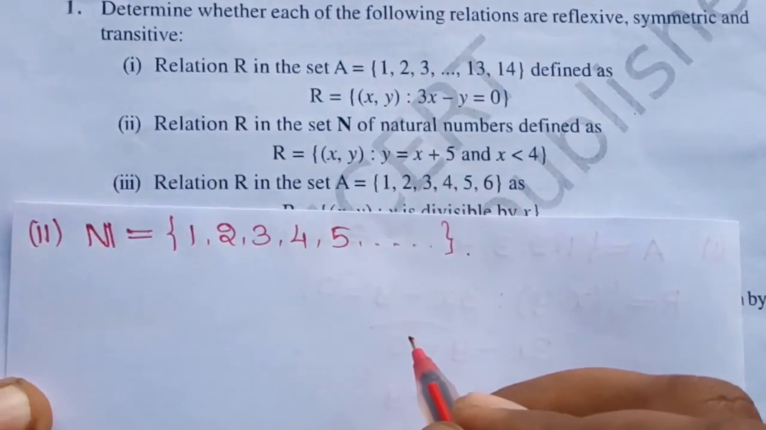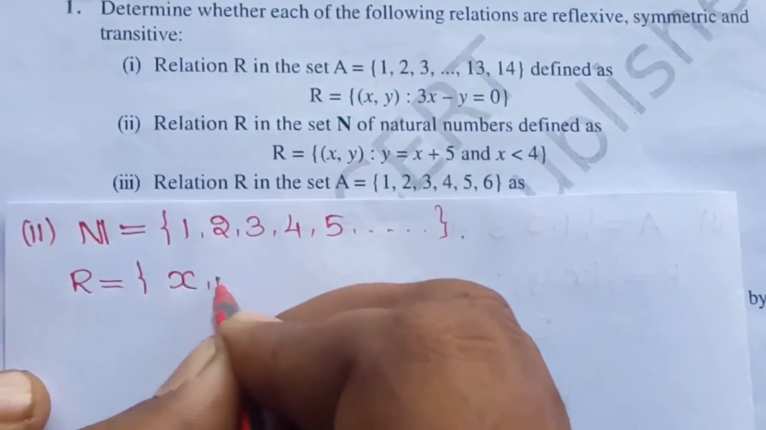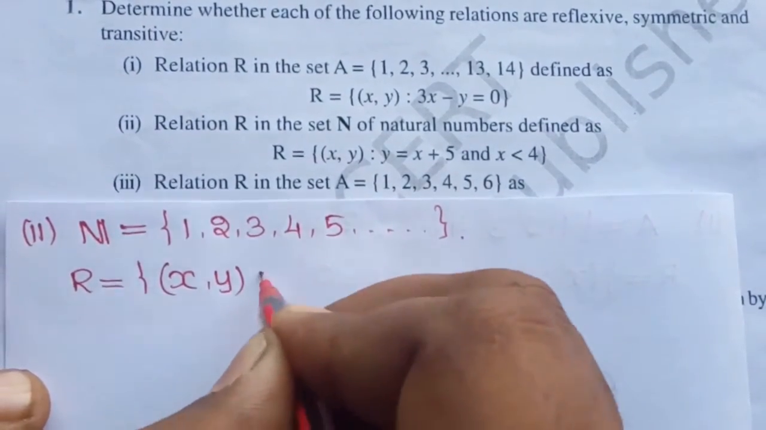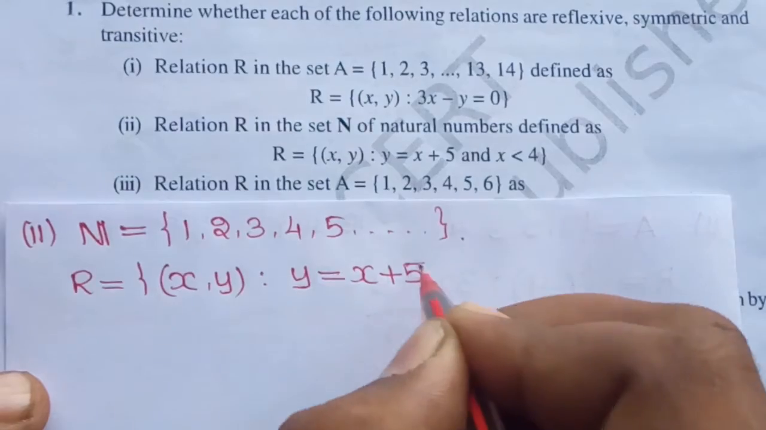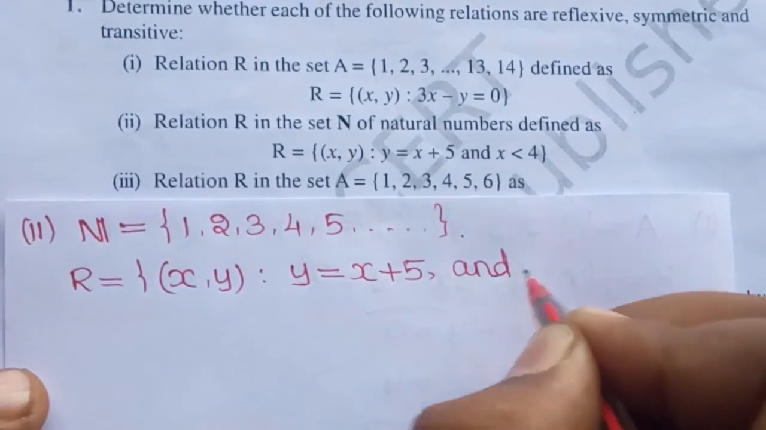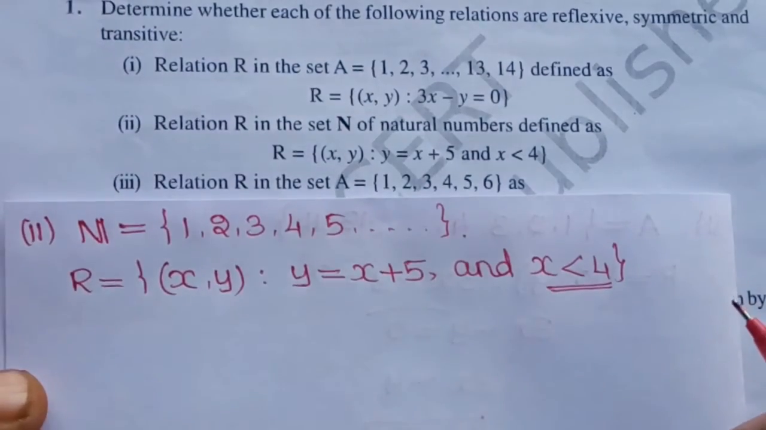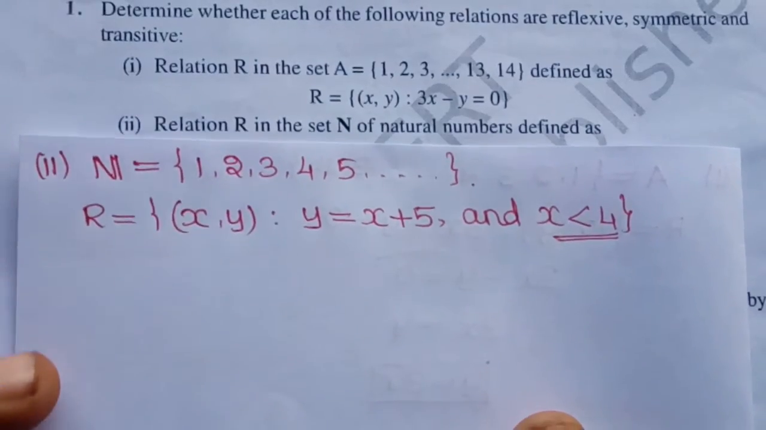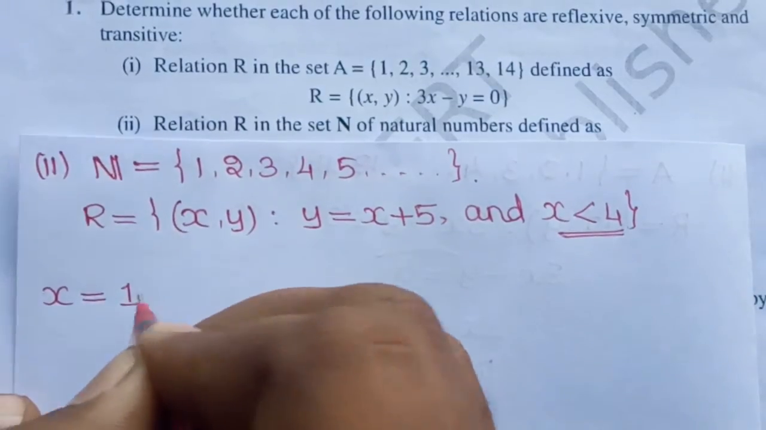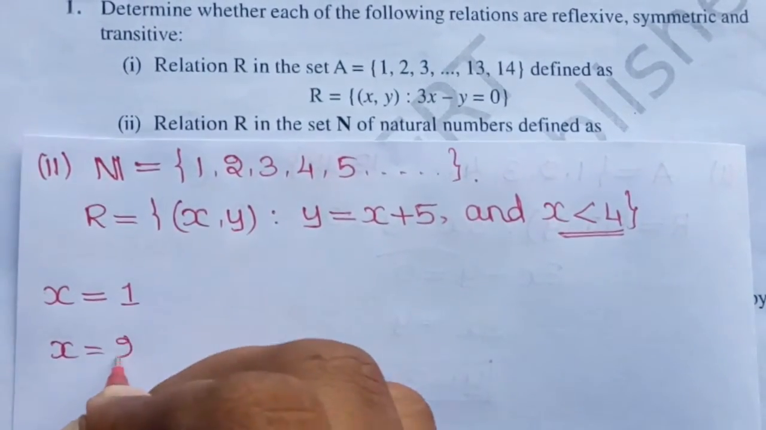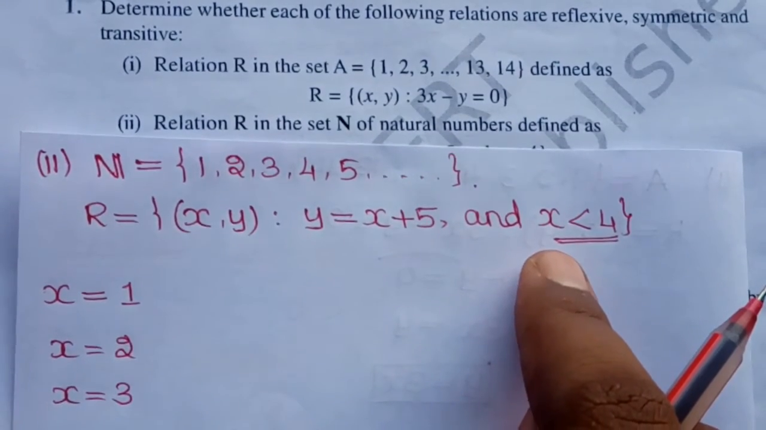Now the relation is defined by R is equal to the set of ordered pairs (x, y) such that y equal to x plus 5 and x is less than 4. So these are the possible values of x. What about the x value? Less than 4, so x value 1, then x value 2, x value 3. These are the x values less than 4.